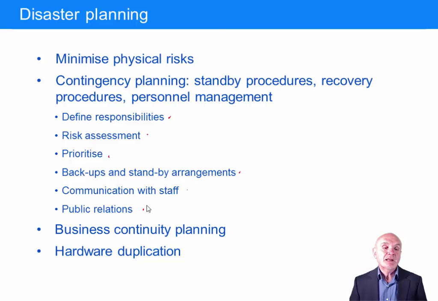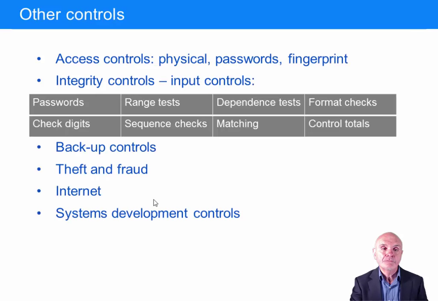Business continuity planning can be having almost like an empty office available that you can move staff into, skeleton staff at any rate, and carry on. Hardware duplication is really part of the business here, of having parallel systems somewhere remote that you can then rely on.